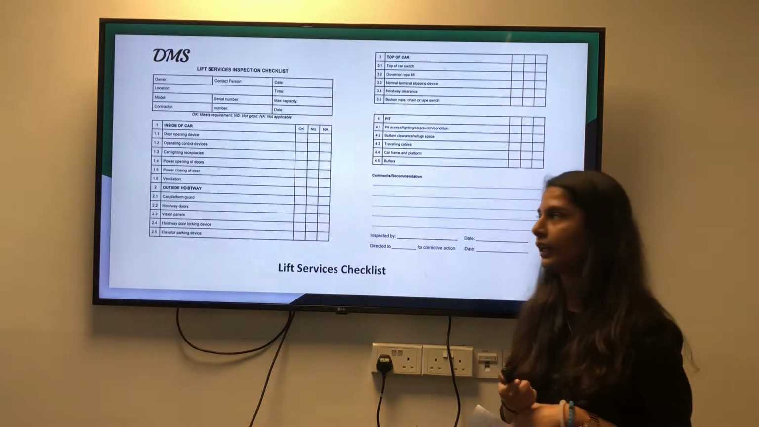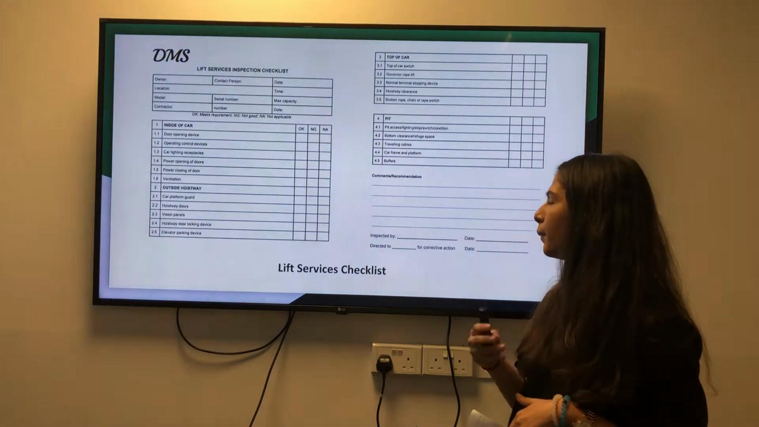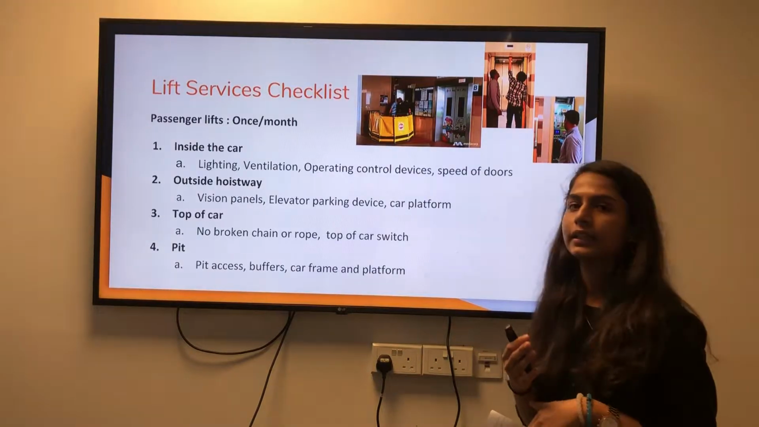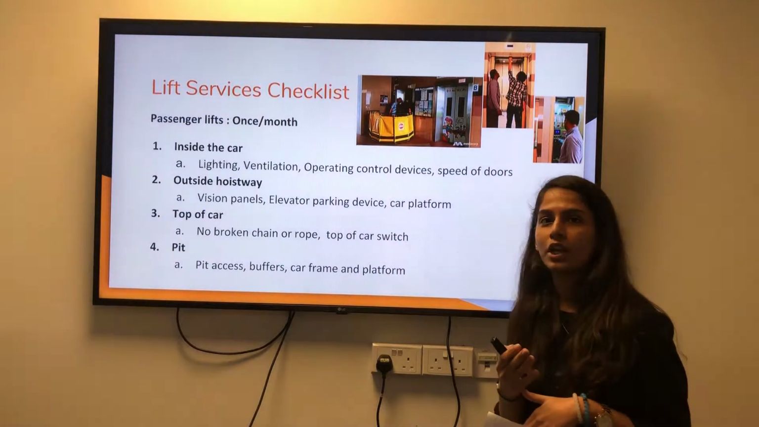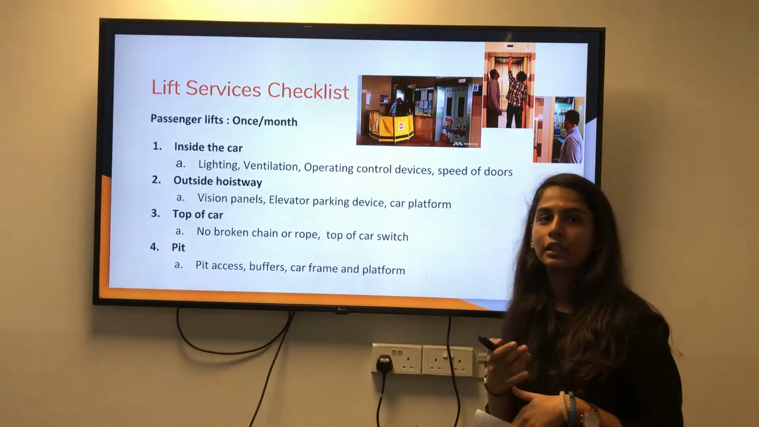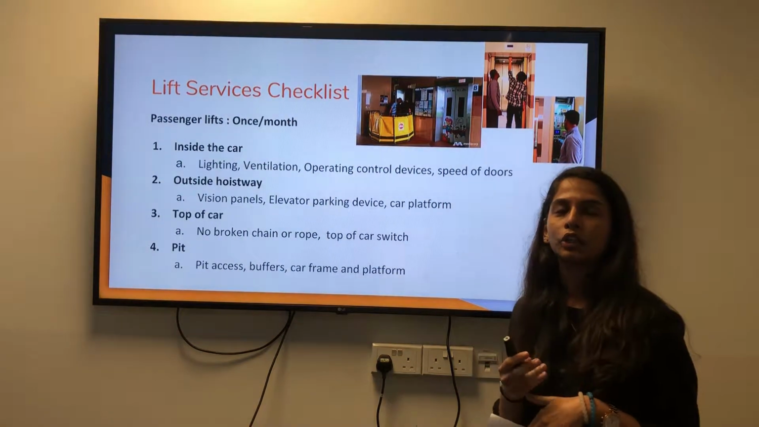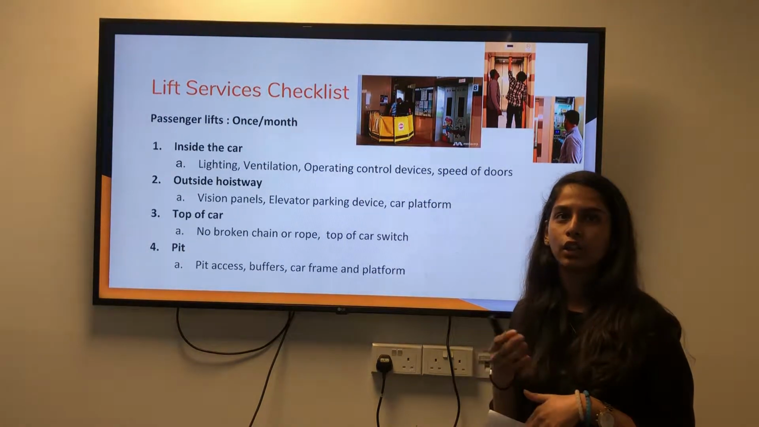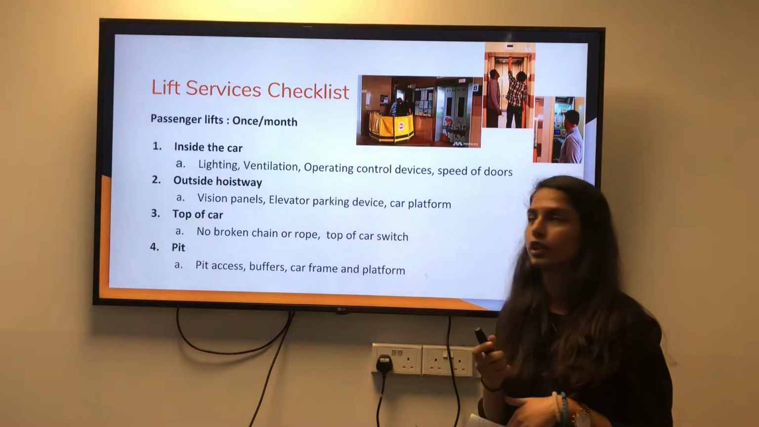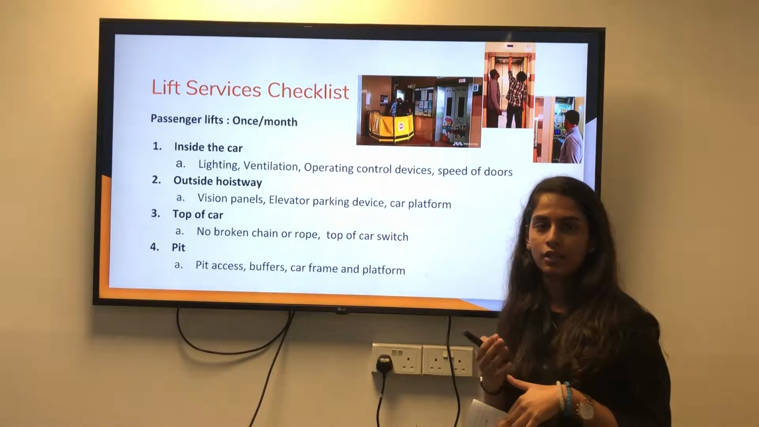Secondly, the lift service checklist. In this checklist, they will also highlight 4 important areas. The first area is inside the car. There is a need to ensure that inside the lift car there is sufficient ventilation, the lift buttons are operating well, and to check the speed of the door to ensure that they do not close and open too fast or too slow. Second is outside the hoistway. There is a need to check the vision panels.